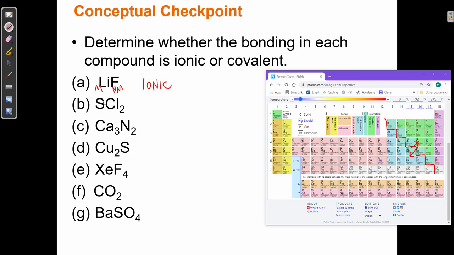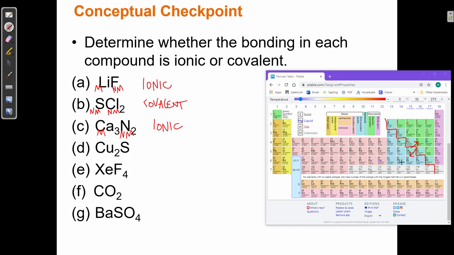All right, sulfur, S. S is right here, nonmetal. Chlorine, right here. Chlorine is a nonmetal. S and Cl are both nonmetals, NM, NM. This is covalent. All right, calcium is right here, metal. Nitrogen is over here on this side, nonmetal. That is ionic.